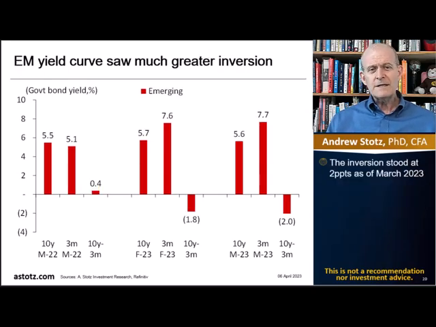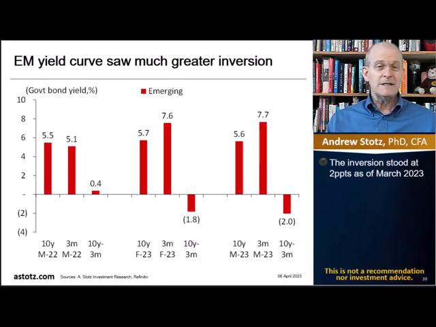So let's finally look at the emerging market yield curve, which saw a much greater inversion. If we go back in time 12 months ago, we can see that the 10-year government bond rate in March 2022 was 5.5%, and the 3-month rate was 5.1. The difference of those two was 0.4, which tells us that the yield curve was normal and kind of flat. Now, if we go forward to February, in other words, last month, we can see that 10-year was at 5.7 and 3-month was at 7.6. So 3-month rates were much higher, and that is a differential of 1.8 percentage points. So there is an inversion in the emerging markets by 1.8 percentage points.